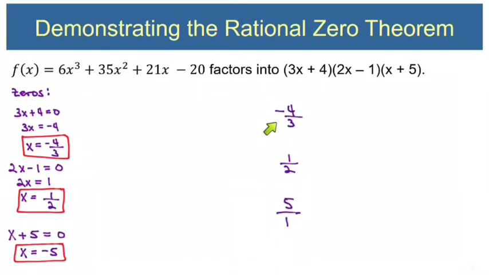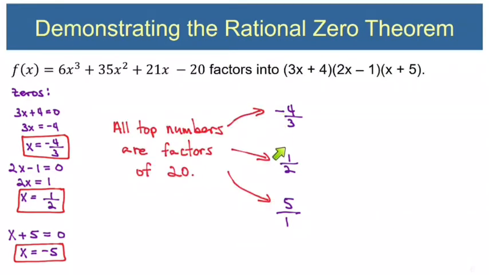Now notice that the top number in each case came from the constant term in each parentheses. And these numbers are the constant terms here because they are all factors of the constant term from the polynomial. So each of these top numbers is a factor of 20. And each of the bottom numbers is in the bottom because it was the coefficient of the x. And you can't see the 1 here, but it's there. So these bottom numbers are here because they were coefficients of x, and they were all coefficients of x because they're all factors of 6x to the third.